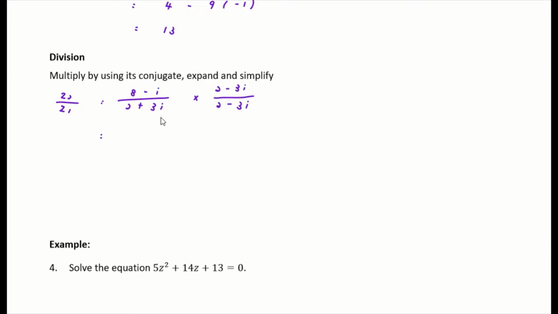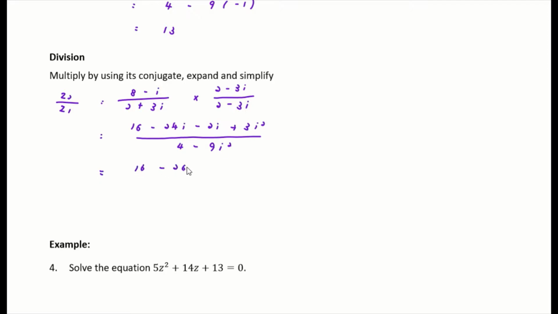Okay, so we'll simplify it like this. Let's expand it. So 16 minus 24i, then minus 2i and then plus 3i squared, over 4, and so on. It's exactly the same thing as what we did for the multiplication. So let's repeat it again: minus 9i squared.